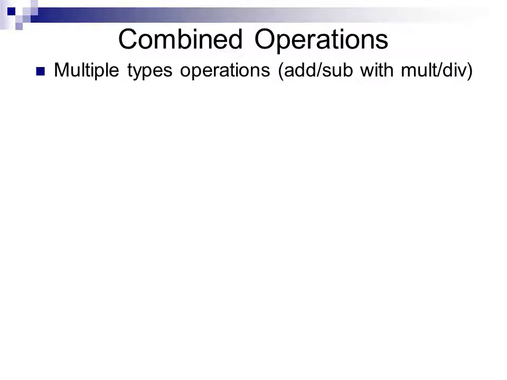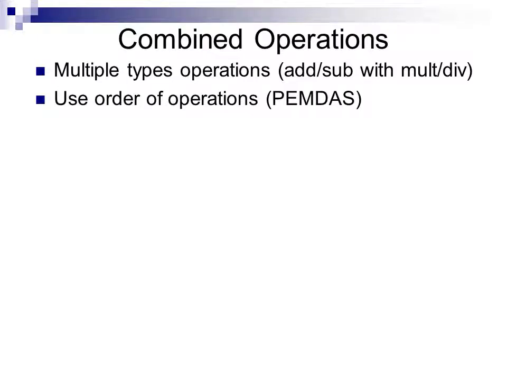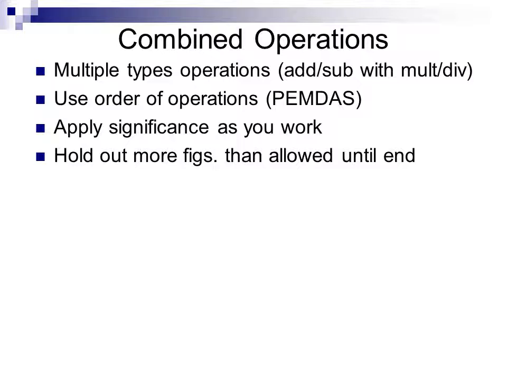Now, when we look at combined operations, these are operations which contain either combinations of addition and subtraction with multiplication and division in some way, shape, or form. So maybe an addition with a multiplication, or a subtraction with a division, or any of these kinds of combinations. Because addition-subtraction rules differ from multiplication-division rules, we have to convey significance through a series of different types of operations. We will use the order of operations to determine how our significance plays out. We apply that significance as we work through the problem, and hold out generally more significant figures than we should in order to prevent rounding errors from confusing our problem in the end.